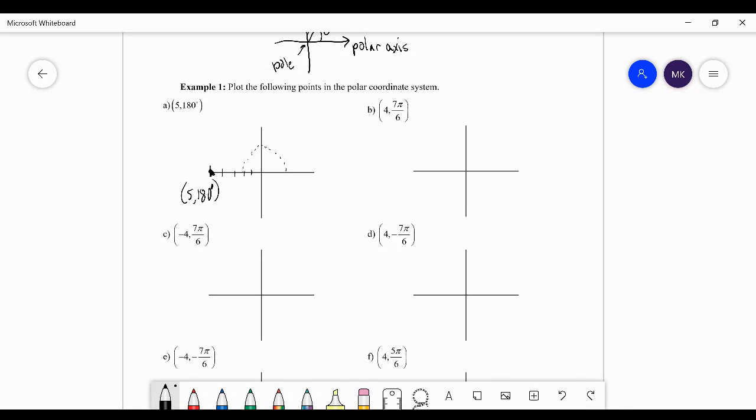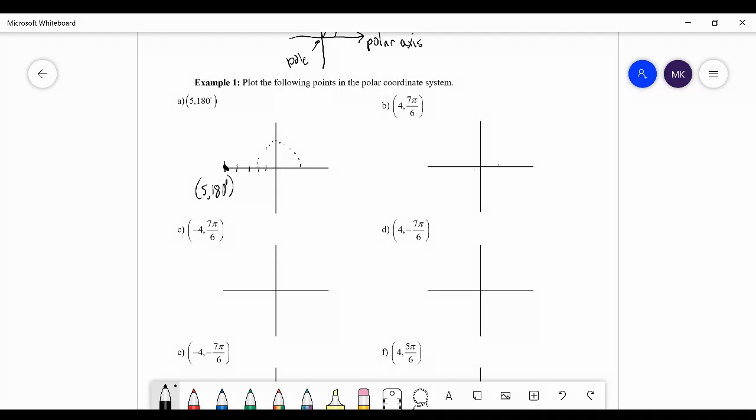So this right here is the point (5, 180 degrees). If we look at this next point, 7 pi over 6, that is a little beyond 180 degrees, so about here. And we're going out 4, so that's roughly here. The thing with polar grids and polar coordinates is that unless you're given a polar graph, which we'll see in just a little bit, it can be really hard to accurately depict where these points are just by sketching them. But by sketching them, we can get a rough idea of what's going on.